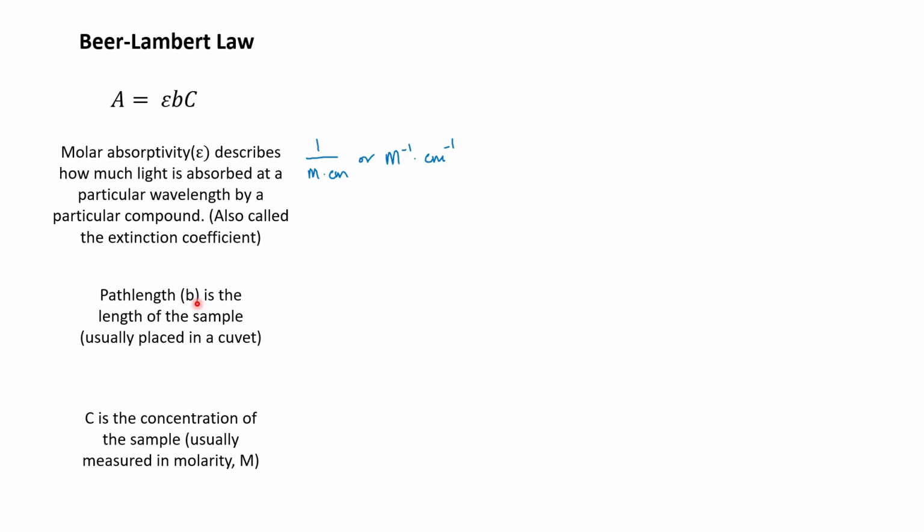Let's talk about path length. We've talked about this a little bit. This is just the length of the sample. Again, it's usually placed in a cuvette of very well-known path length, and commonly that path length is 1 centimeter.